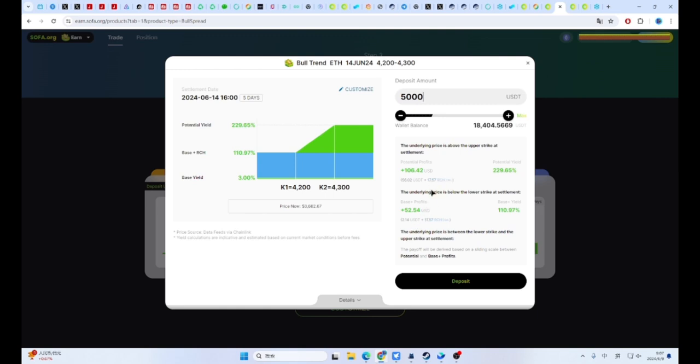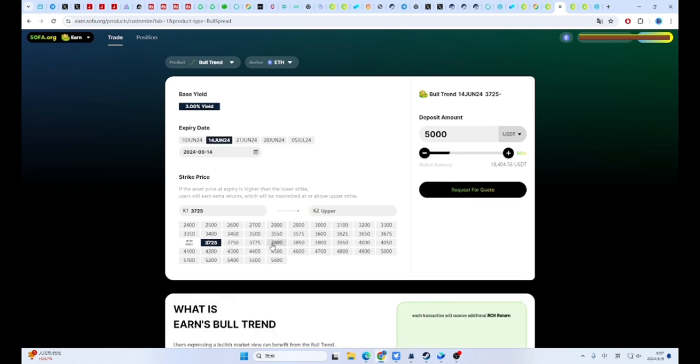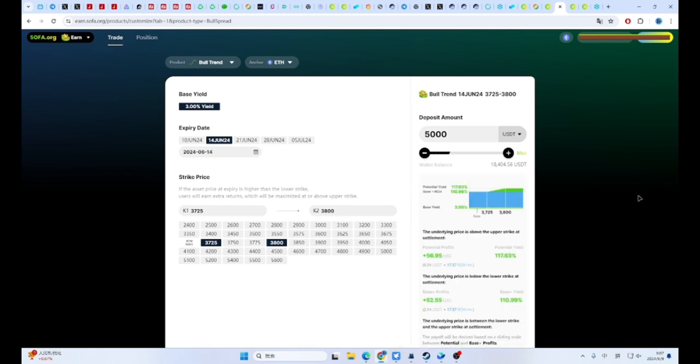Note that the potential returns for bull or bear trend are much higher, possibly double, so you can choose to buy this. However, keep in mind that it is much harder to hit. Here it is set from 4,200 to 4,300 by default, but you can adjust it yourself. For example, for the 14th, you might set it to 3,700 to 3,800.